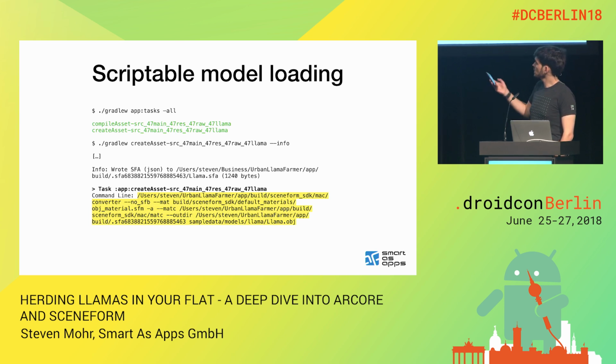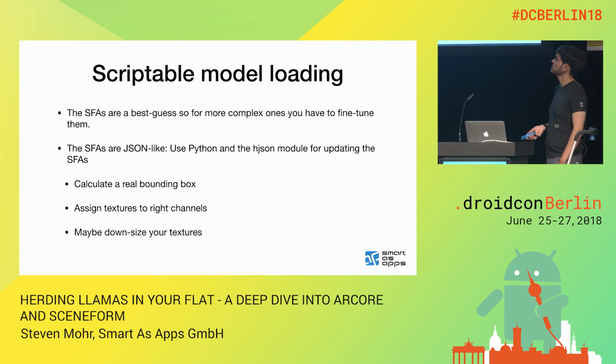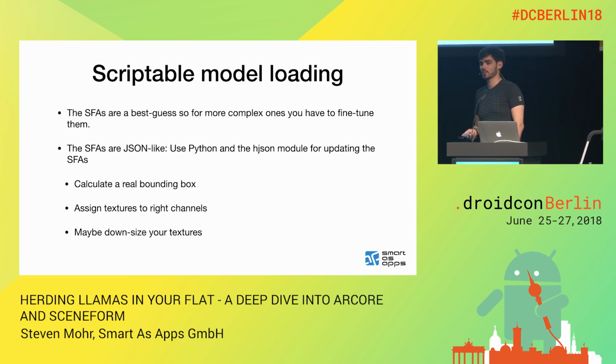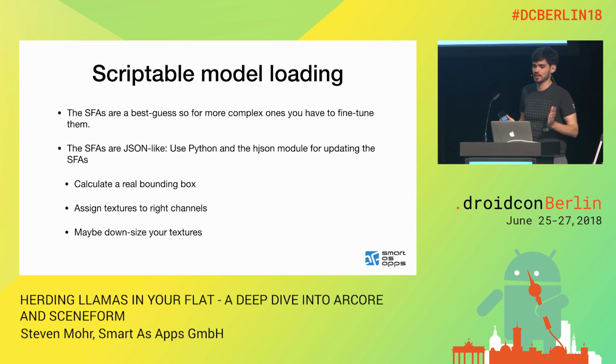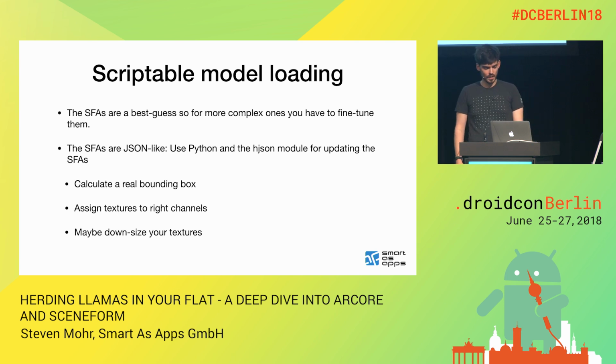Yeah, this one is creating the SFA file. But be careful when you do this. The SFAs that are created are a best guess. So it works well if you just have one texture and a model, then everything is fine. But if you have more complex models with different textures, then it gets messy, so you will have to fine-tune it on your own. Luckily for us, these SFAs are a JSON-like structure. I use a Python script to basically take out what's in there and write it anew in the correct order.